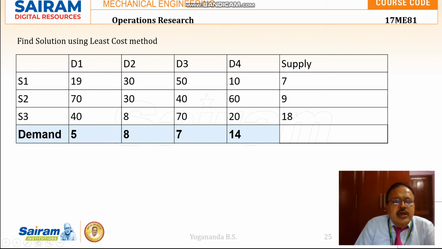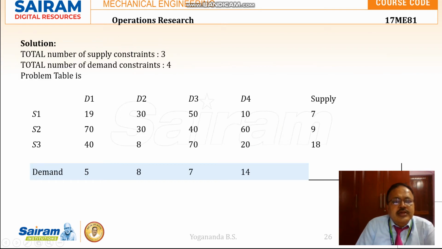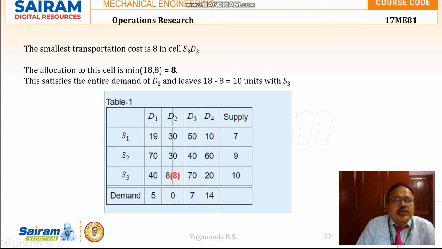So in the first iteration, 8 is the lowermost element, so we are going to assign to this. First we have to check whether the summation of demand is equal to the summation of supply. If not, we make it balanced by adding a dummy supplier or dummy destination. So the smallest transportation cost is 8.